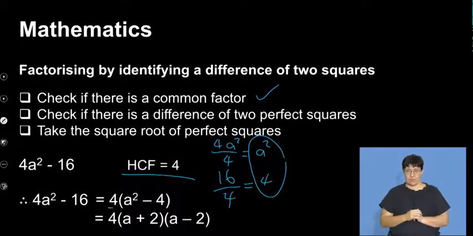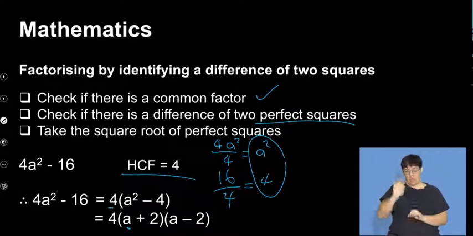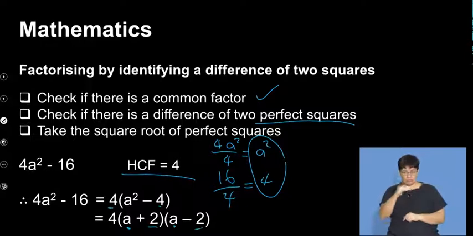Inside the bracket, is it a difference of two perfect squares? Yes, because it's a squared and 4. So I need to find the factors of a squared, which is a and a, and the factors of 4, which is 2 and 2. And then my signs will be plus and a minus.